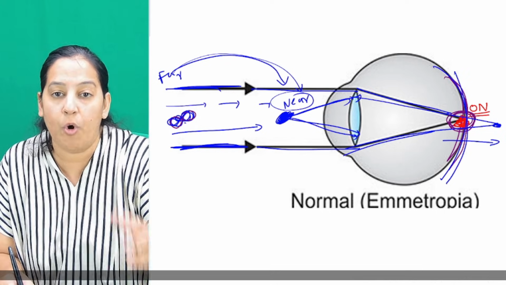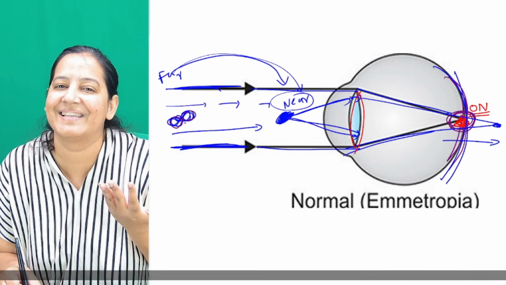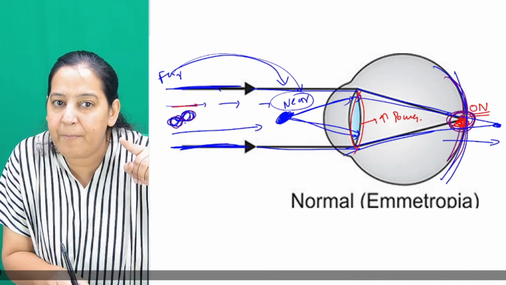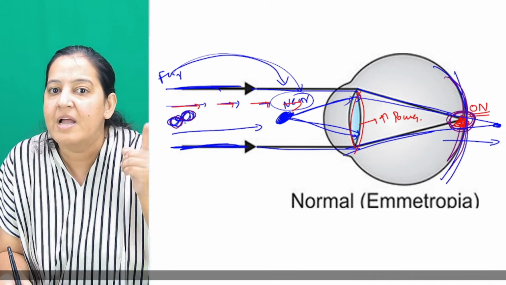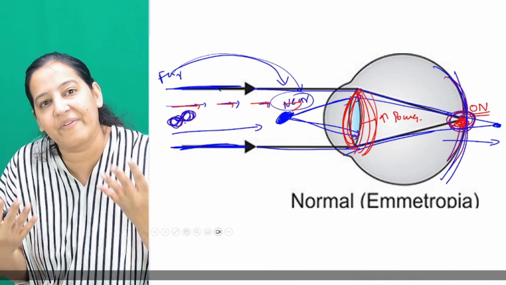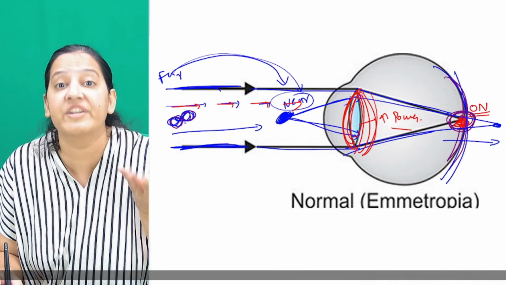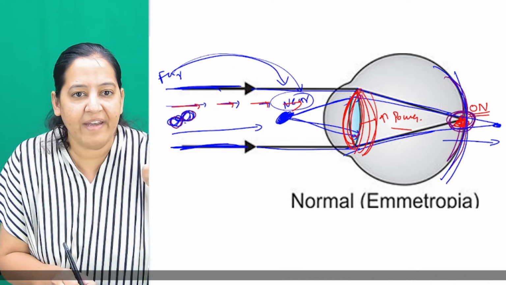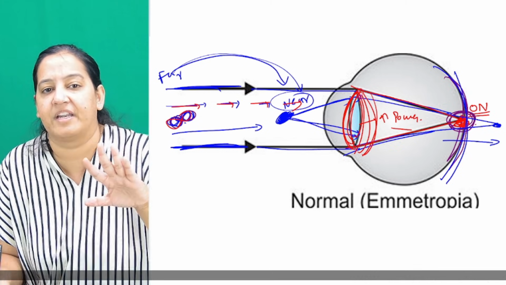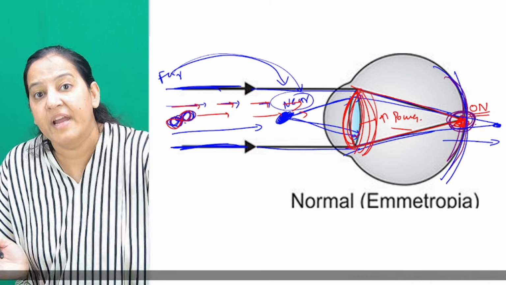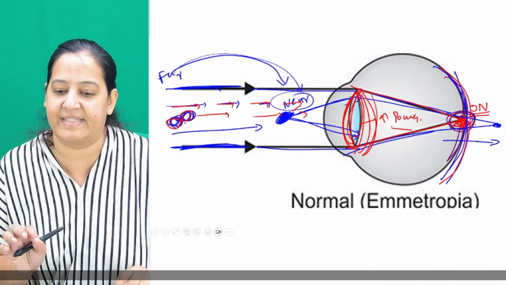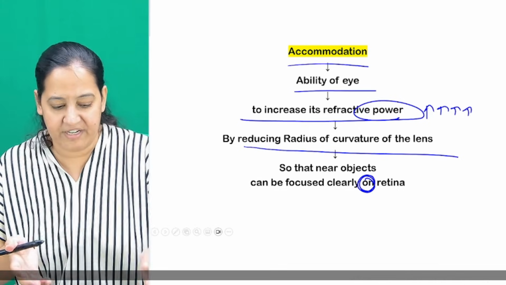Why? Because the great God has given us a lens, and the lens can increase the power. As the object keeps on coming closer, the lens becomes thicker, and it keeps on increasing its power of convergence. When the object is at infinity, convergence is not much. It is slight convergence, and it is on the retina. But when the object is moving closer, it is increasing its convergence power, and the image is still on the retina. That's the accommodation. So read the definition of accommodation.